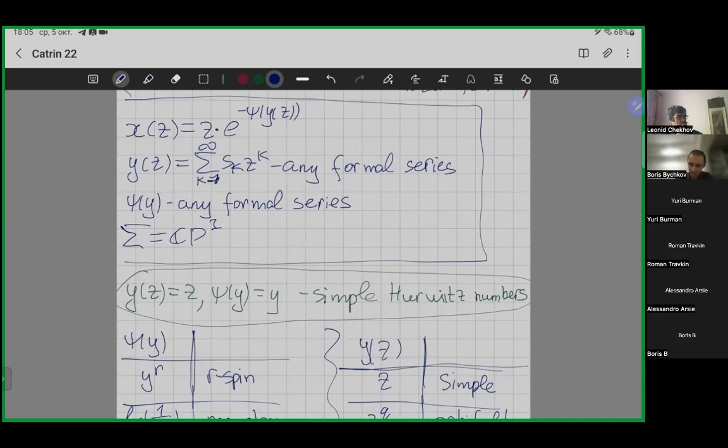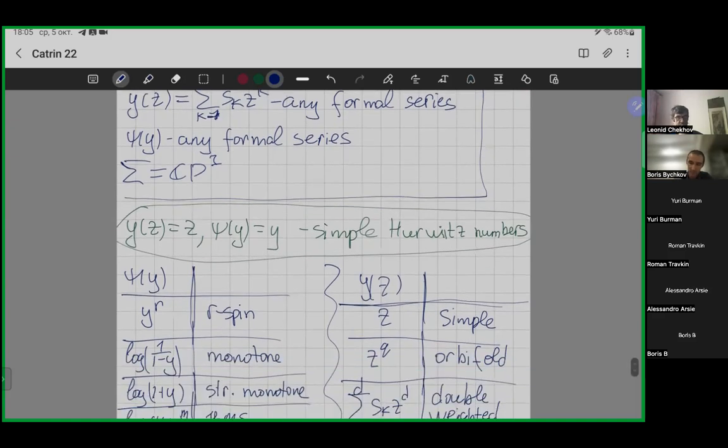But your Bergman kernel is just the same: dz1 dz2 over (z1 minus z2) squared, or dx1 dx2 over (x1 minus x2) squared if you want. So all works perfectly well with many branch points, with non-simple branch points. Yes, but in CP1.